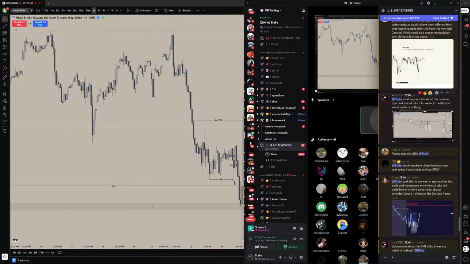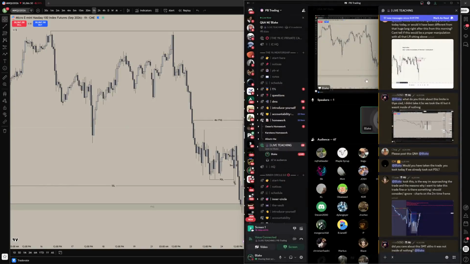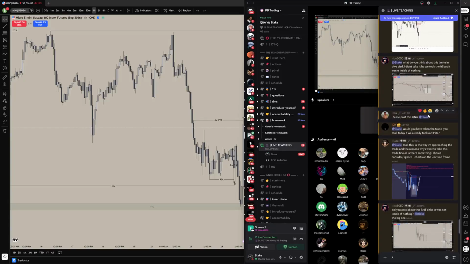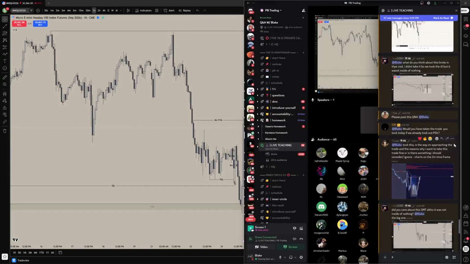What do you think about this limit in this IFVG? Yeah, I mean, if you're confident enough to take that, for sure. Got you. I mean, that was basically my entry, except I waited for an inverse. So, would you have taken the trade if we already took out previous day low?